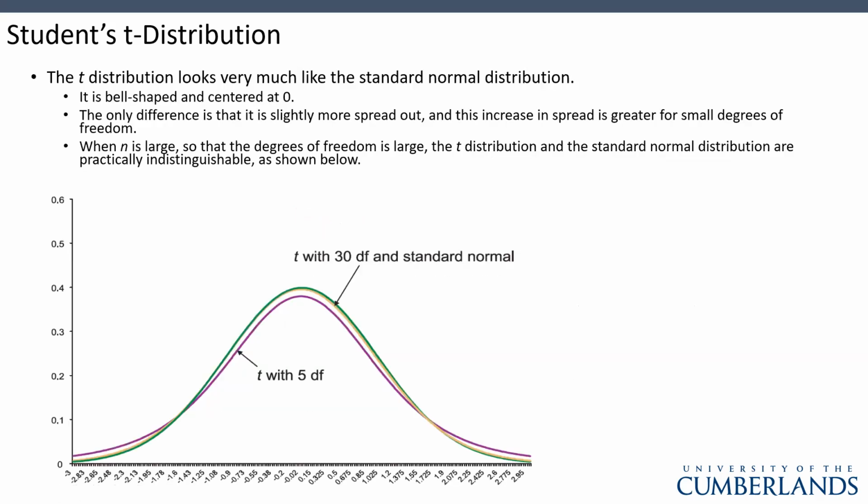This is a graphic of the T distribution, and it looks pretty much like the standard normal distribution. It is a bell shape and centered at 0. The only difference is that it is slightly more spread out, and this increase in spread is greater for smaller degrees of freedom. When the N is large, so that the degree of freedom is large, the T distribution and the standard normal distribution are practically indistinguishable, as shown below.